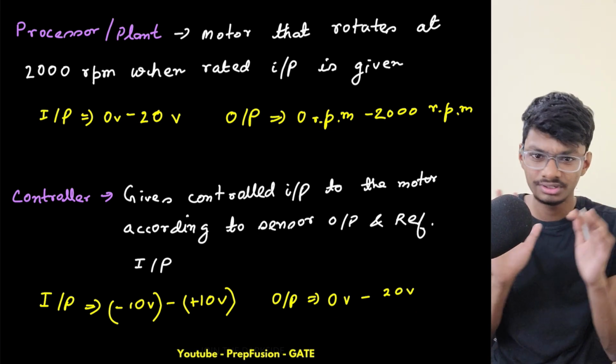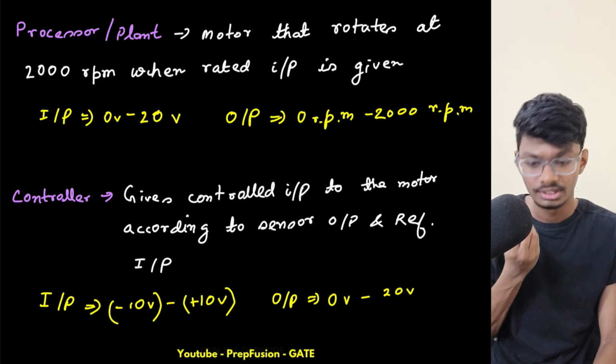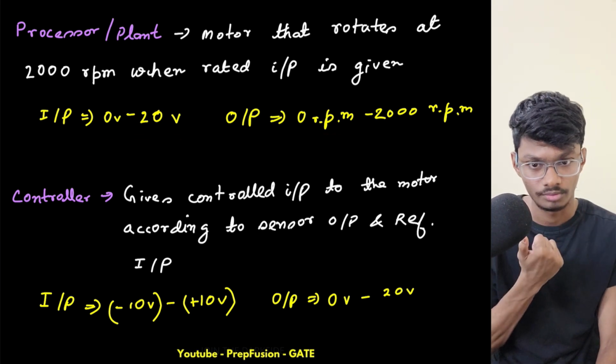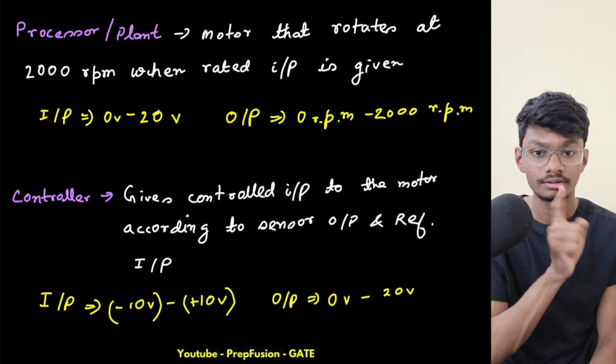Now just assume that this is a linear scale, and the motor is also a linear scale. If I give it 0 volts, I get 0 rpm. If I give it 20 volts, I get 2000 rpm. Now let's say I am giving it 1 volt.